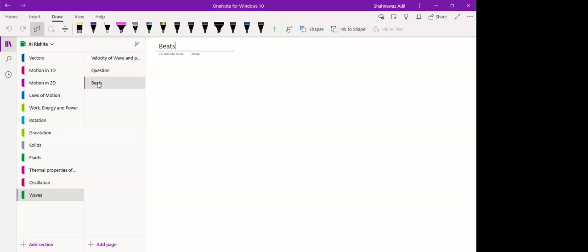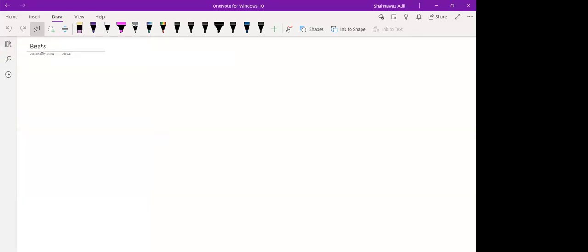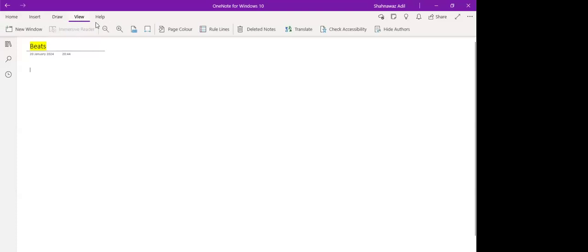So what are beats? As the name suggests, we have heard about beats in music and other instruments. We have already understood something about these beats. These beats are the superposition of sound, but there are certain conditions that have to be followed. We'll talk about those conditions.